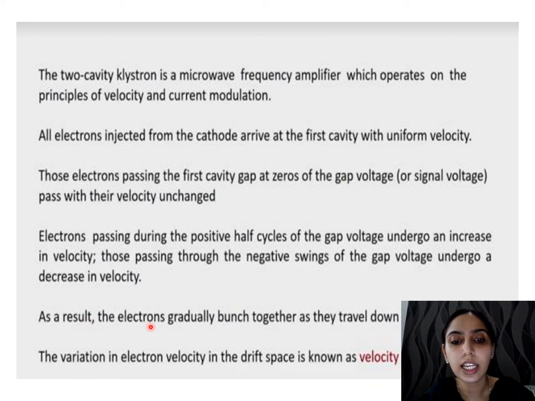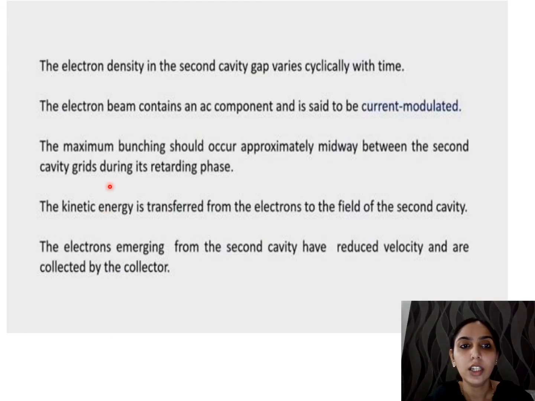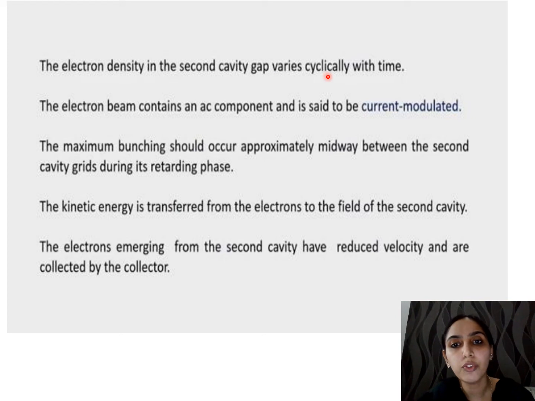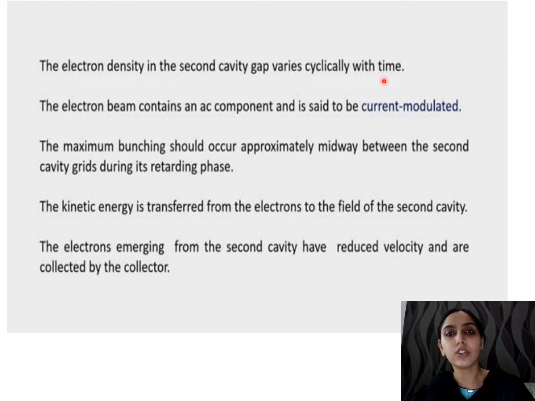As a result, the electrons bunch together as they travel through the drift space. This variation in the electron velocity in the drift space is known as velocity modulation. Now the electron density in the second cavity gap is going to vary cyclically with time. Why? Because there was bunching of the electrons midway between the two cavities. And the velocity modulated electrons contain AC components, so it is also said to be current modulated.